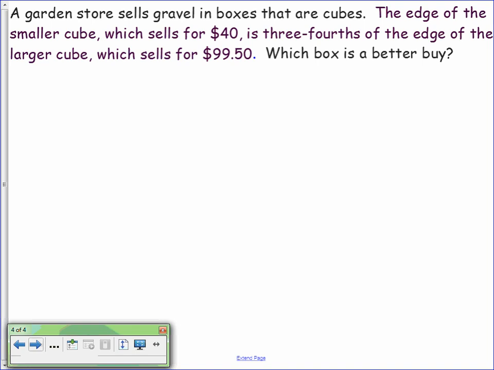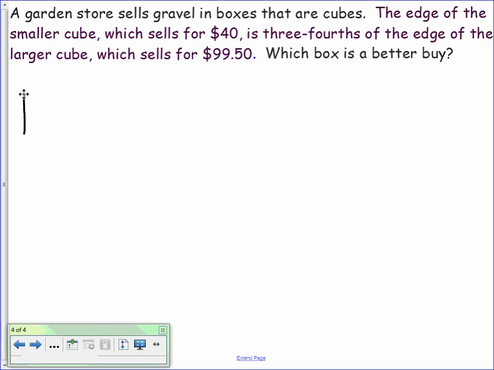Whenever you're doing these types of problems, basically what you're going to do is look at price per unit. To do the price per unit, you're going to take the dollars, the price, and then divide it by the volume, and we'll get the price per unit of volume. Just like in a grocery store, if you're trying to figure out which cereal is a better buy, you take the price divided by the number of ounces. Same idea we are doing here.